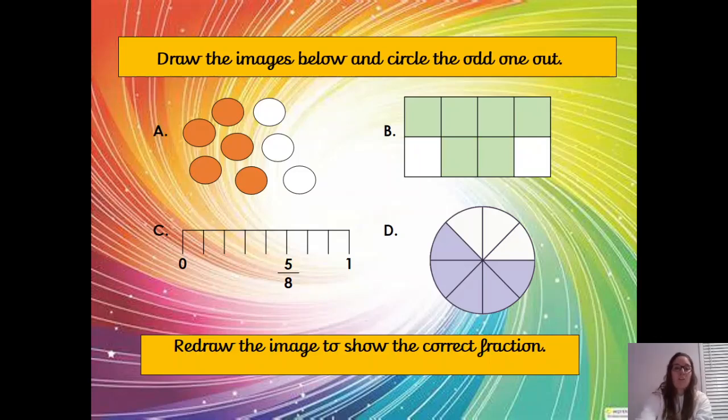Okay, hopefully you would have noticed that this one was the odd one out. Why is it the odd one out? Because there's 6/8 and not 5/8. So hopefully you have redrawn that and you have only coloured in 5 of the boxes rather than 6. That's all you need to do, just to make sure 5 of those are coloured and not 6 of them. Okay, well done.